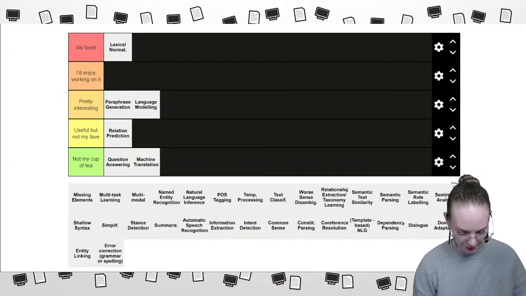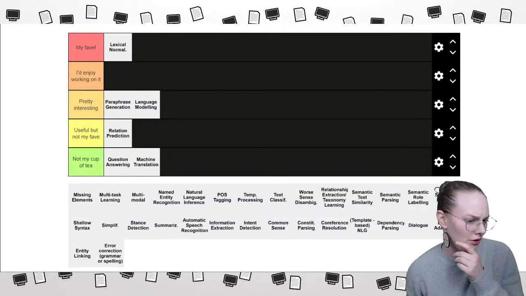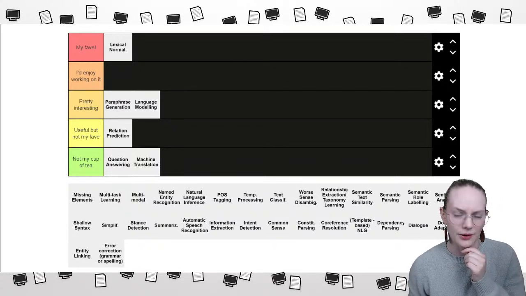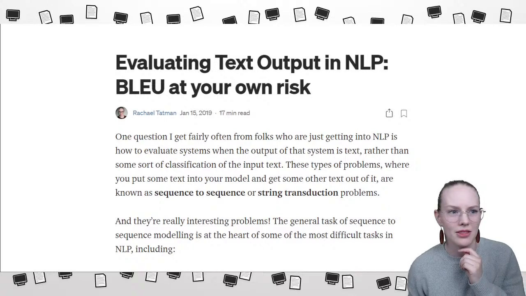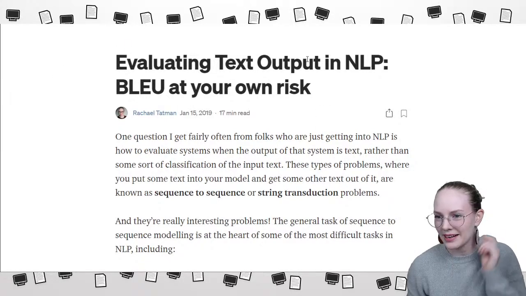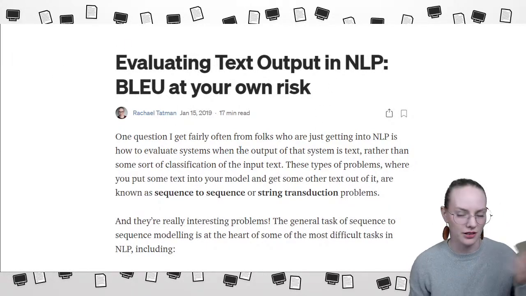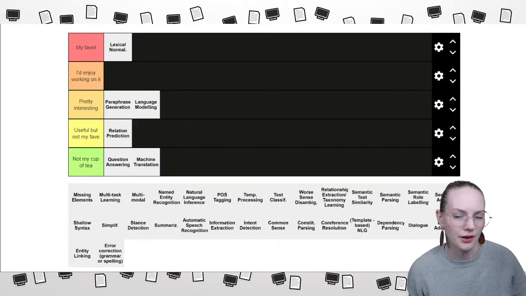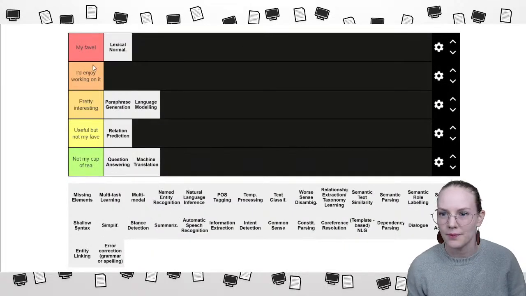Let me see if I can find this blog article. I wrote a big long article about BLEU for Towards Data Science a while ago. So if you're interested in all my thoughts on BLEU, it's "Evaluating Text Output in NLP: BLEU at Your Own Risk." I talk a lot about BLEU. I got a lot of thoughts there, so I don't want to go too much over something I've already written a lot about.